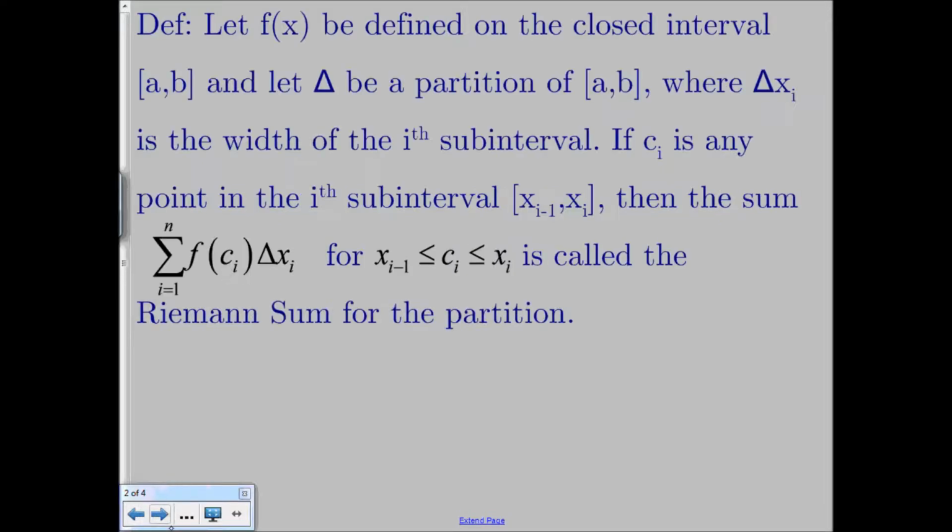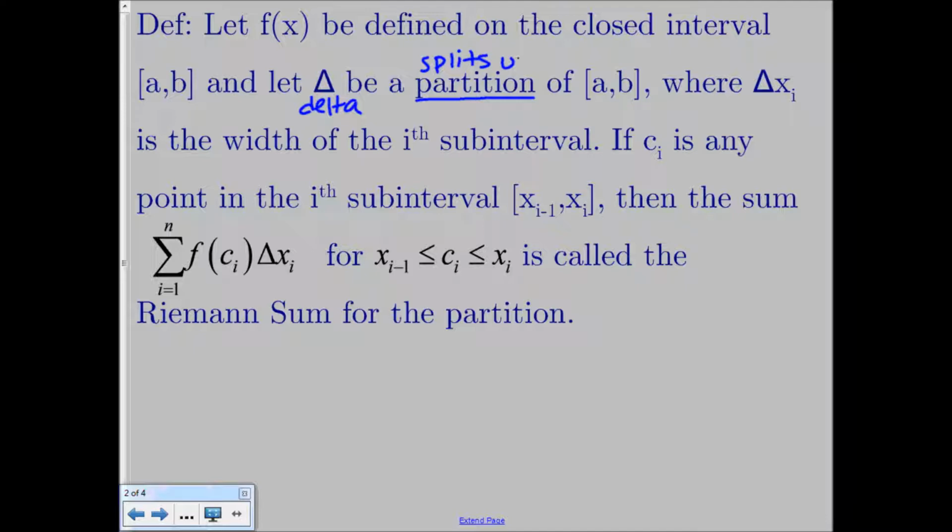So now what's on your screen is this big, long, scary looking definition, and all it is is the definition for what a Riemann sum is, which we kind of mentioned in the last video about sums and area under curves and LRAM and RRAM and all of that. So what the definition says is if you let f of x be defined on the closed interval from a to b, and you let delta, which is what this triangle symbol is, the Greek letter delta, be a partition of a to b.